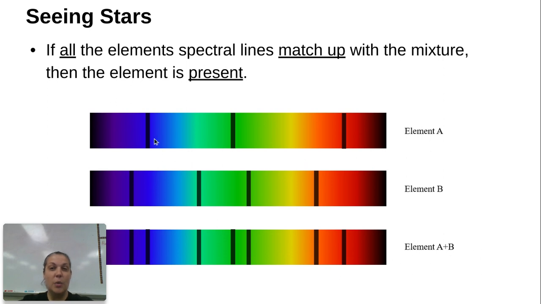So for example, down here at the bottom, I have elements A and B. I have the mixture. We can see that the first line in element A is found in the mixture. The second line of element A is found in the mixture. And the third line of element A is found in the mixture. The mixture has extra lines. That's okay. That's fine. The element cannot have extra lines. So element B, the first line is in the mixture, the second line, third line, fourth line. Again, the mixture, the bottom in this case, can have extra lines. The element cannot have extra lines. Let's practice this a little bit.